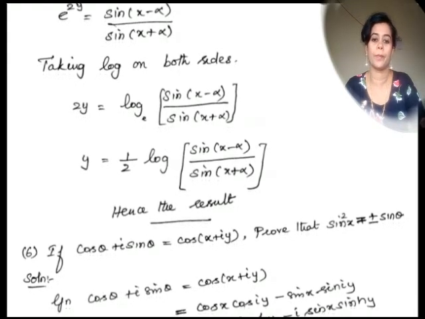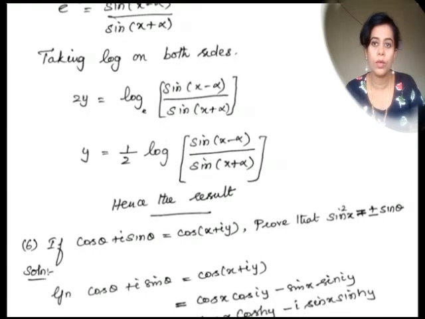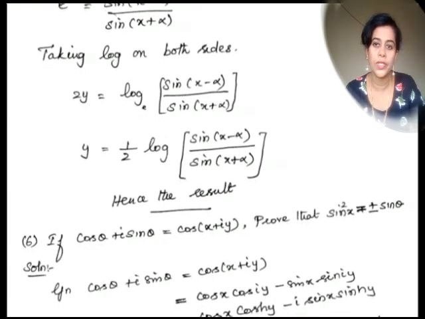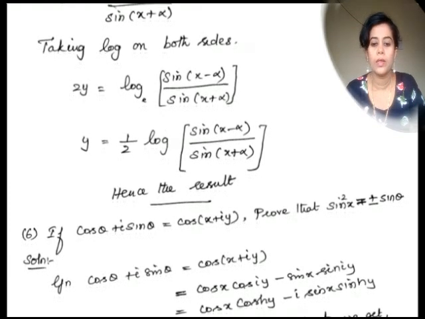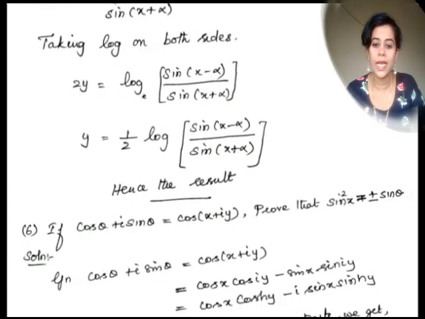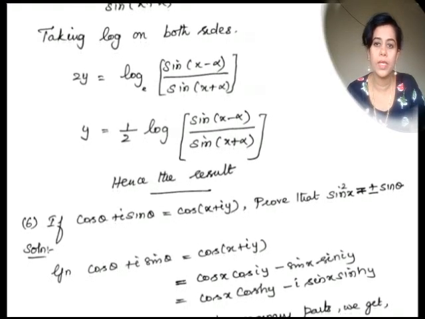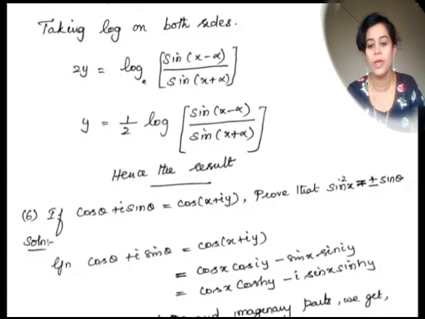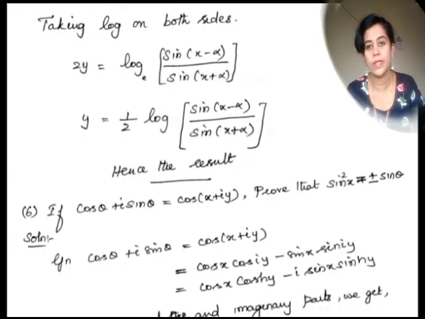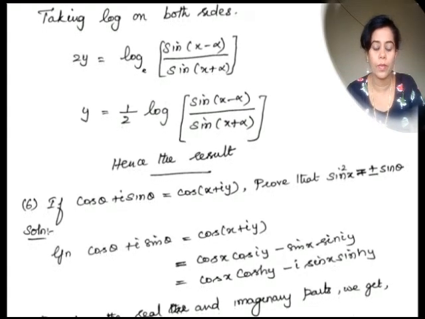Taking log on both sides. When I take log of the exponential function, it cancels, and we are getting 2y equal to log of sin of x minus alpha divided by sin of x plus alpha. Bringing this 2 to the other side, y is equal to 1 by 2 log of sin of x minus alpha divided by sin of x plus alpha. This is the desired result.